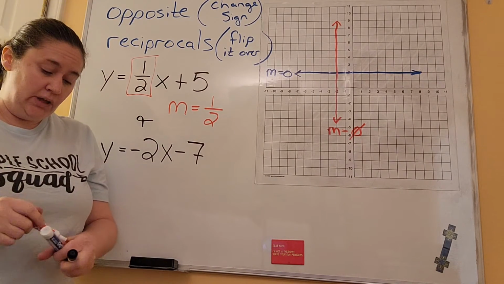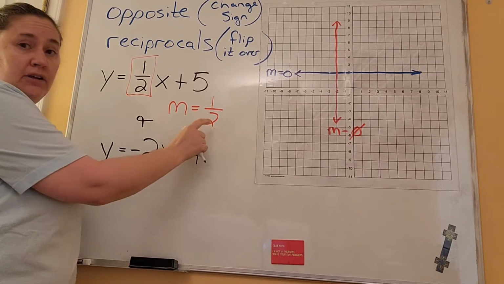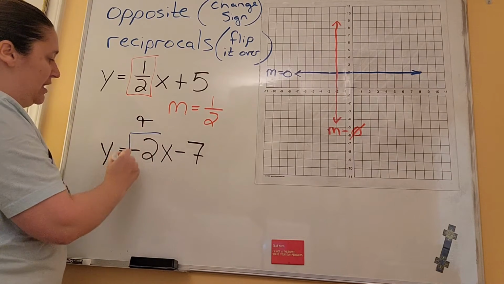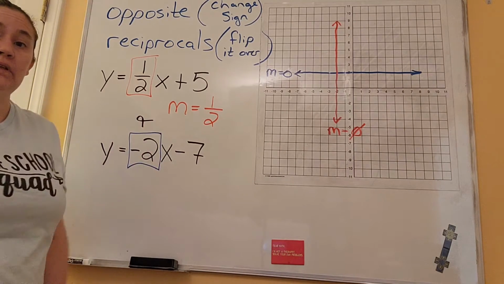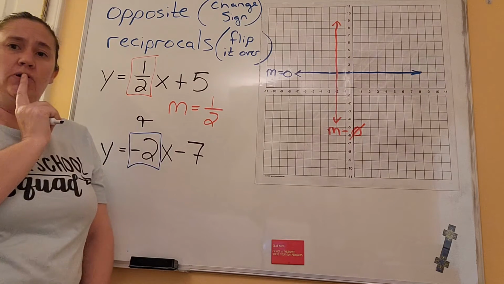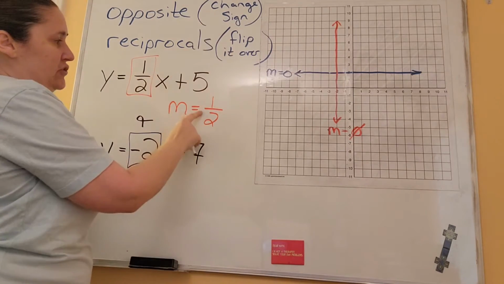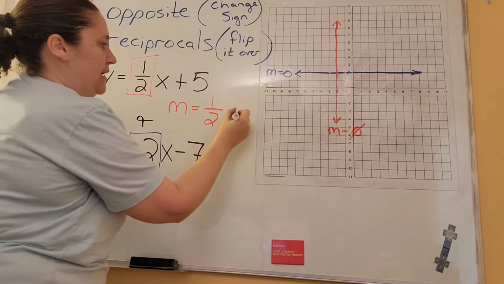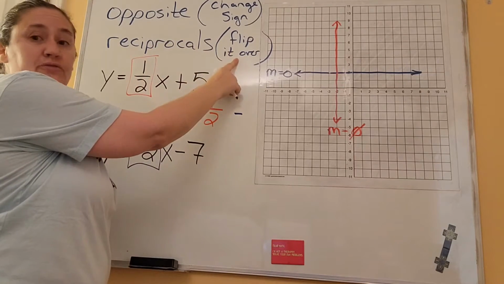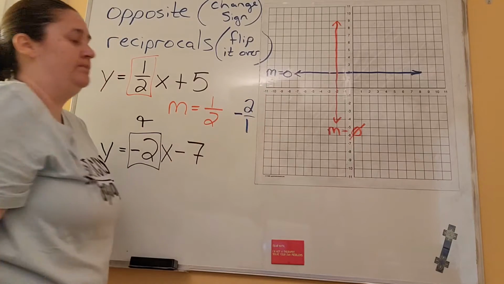If these two lines are perpendicular, then the opposite reciprocal of 1/2 will be the slope of this line, negative 2. Is that true? Is negative 2 the opposite reciprocal of 1/2? Let's find out. Opposite means to change the sign, so I'll need to make the slope negative. And reciprocal means to flip the fraction over. Instead of 1/2, make it 2/1.